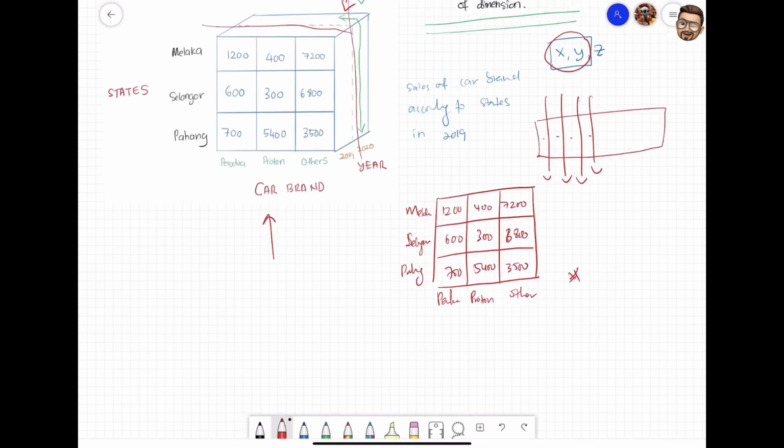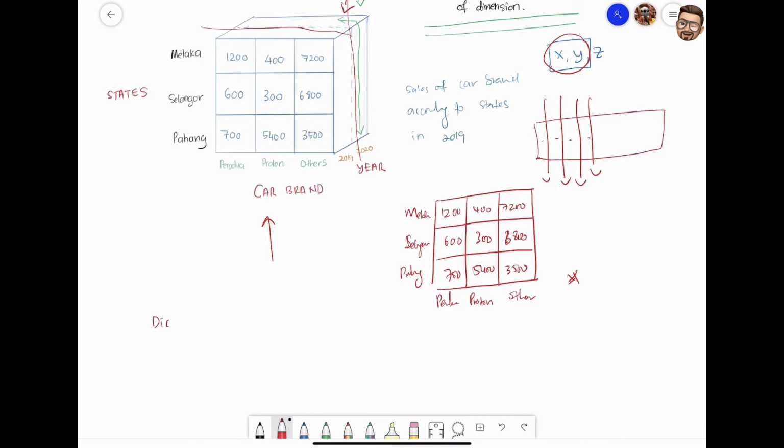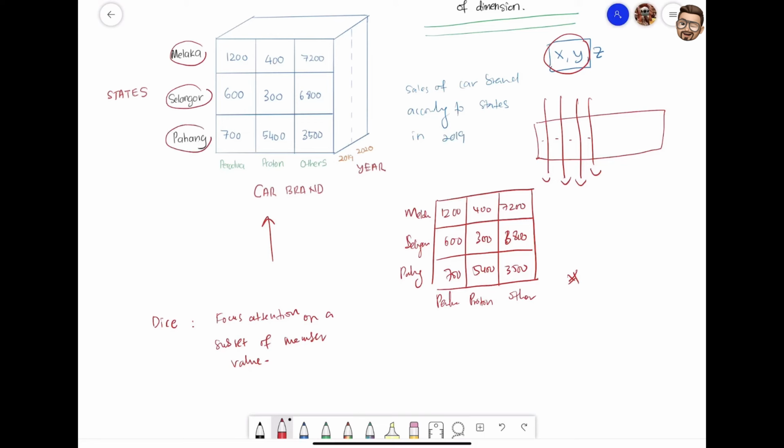The second one we have is the dice. So what is the dice? Focus attention on a subset of member values. So who are the members? Based on this data, the members are Melaka, Selangor, Pahang, Perodua, Proton, and others. So these are the members of the dimension.